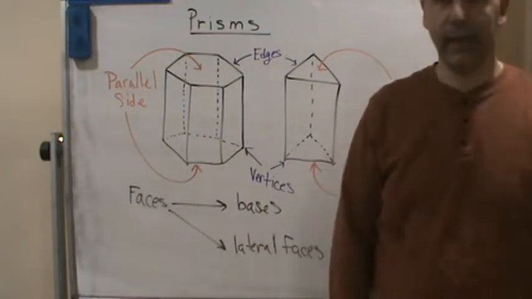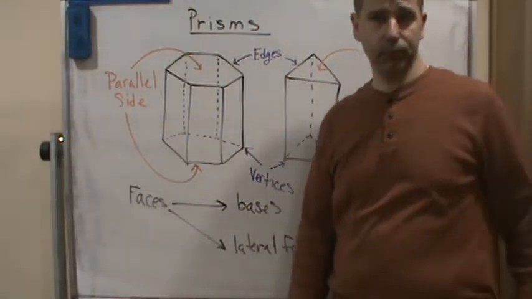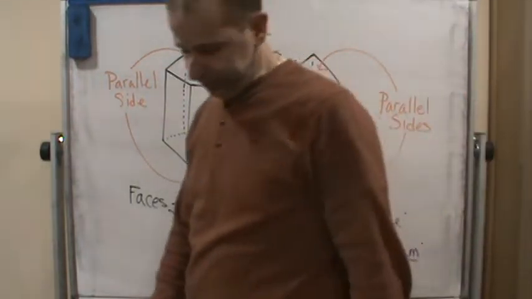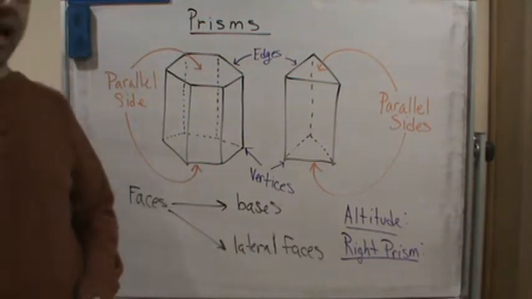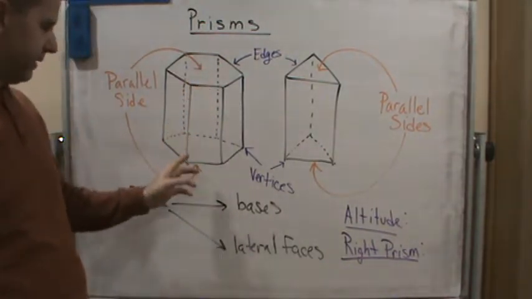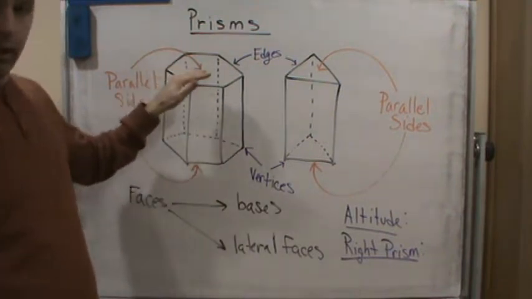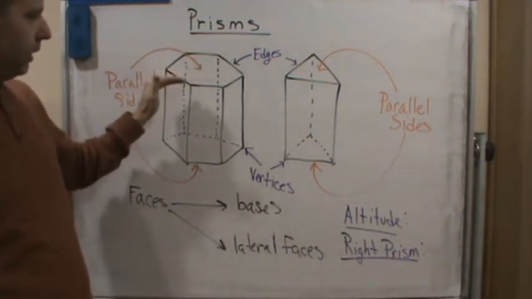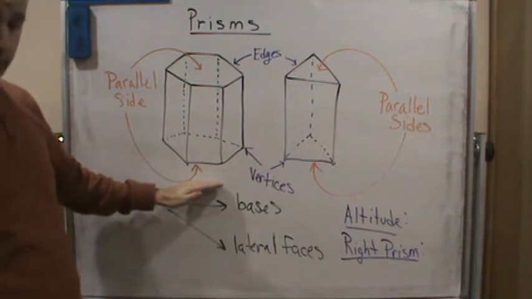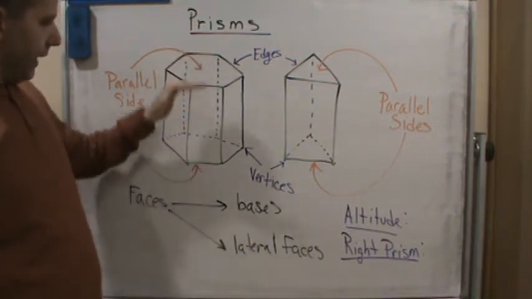Okay, so welcome back, and now we're going to talk about prisms. So, what's a prism? Well, great question. A prism is a solid that consists of two bases that are parallel. So we have two parallel surfaces. Okay, that's it.